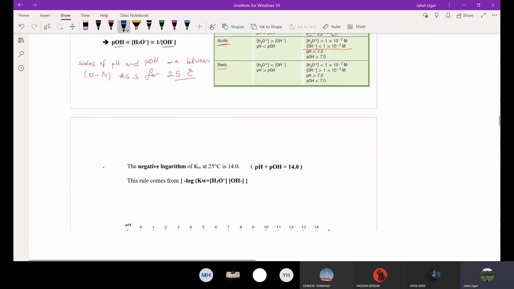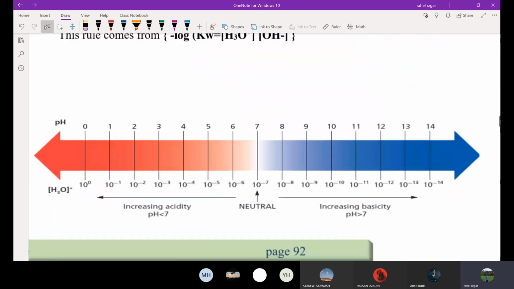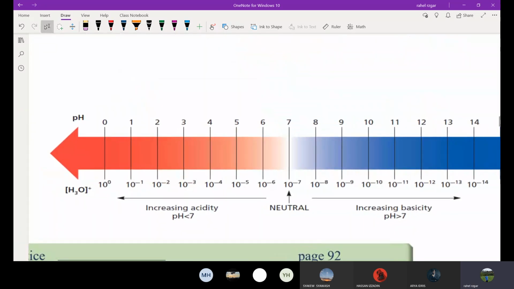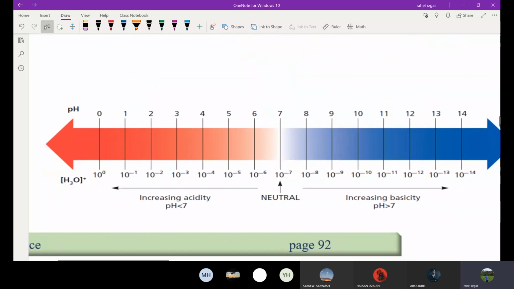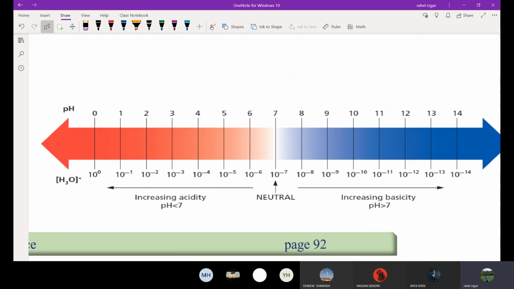Let's look at this scale for an easy understanding. As you can see, increasing acidity to the left. What happens to H3O? Increases. See?